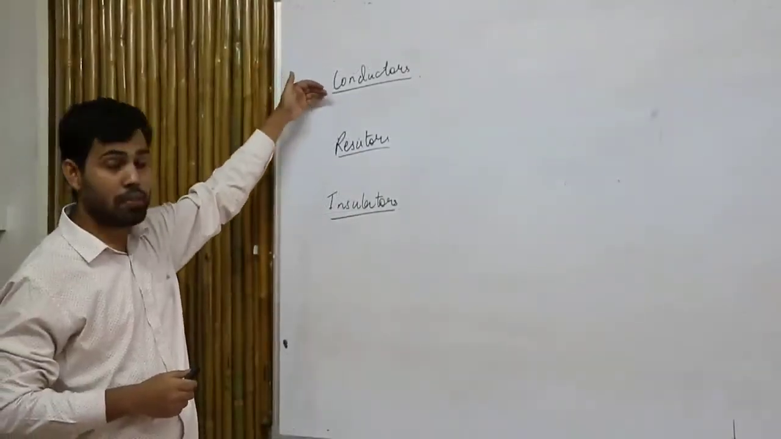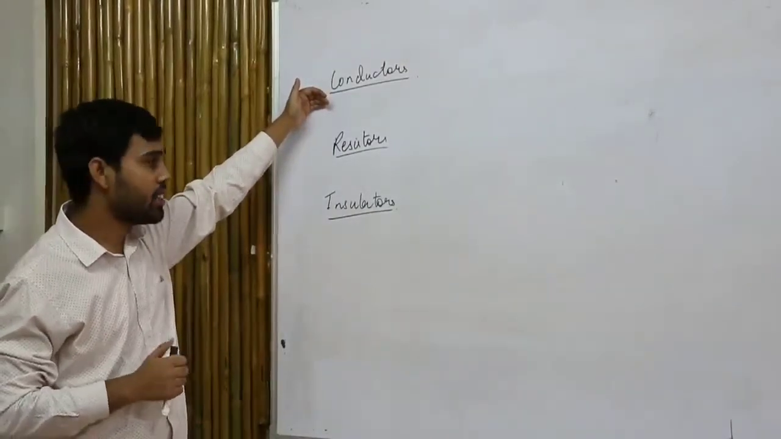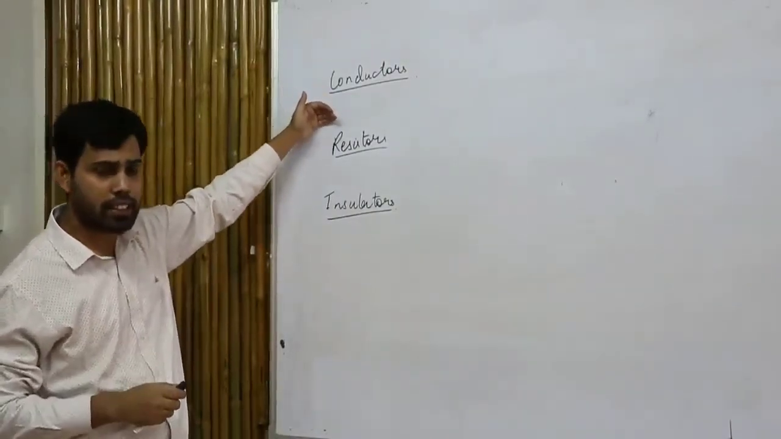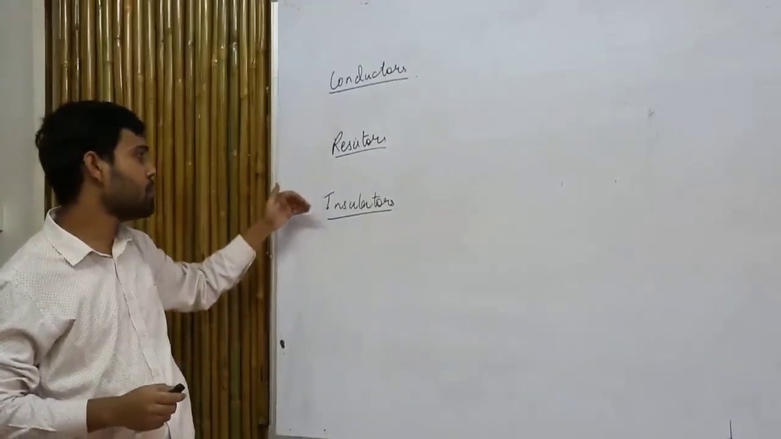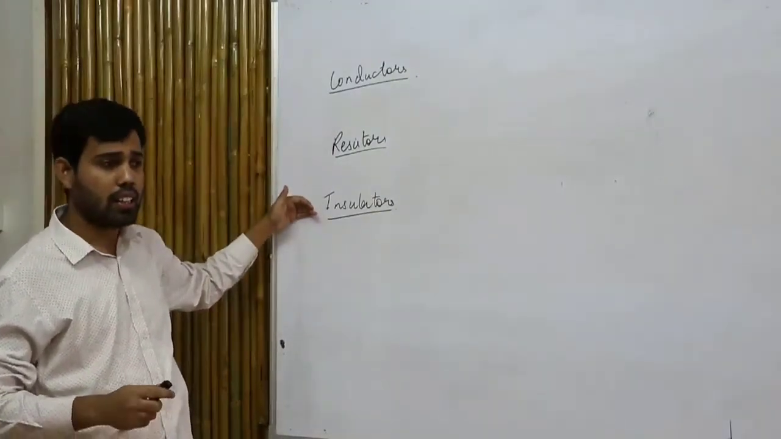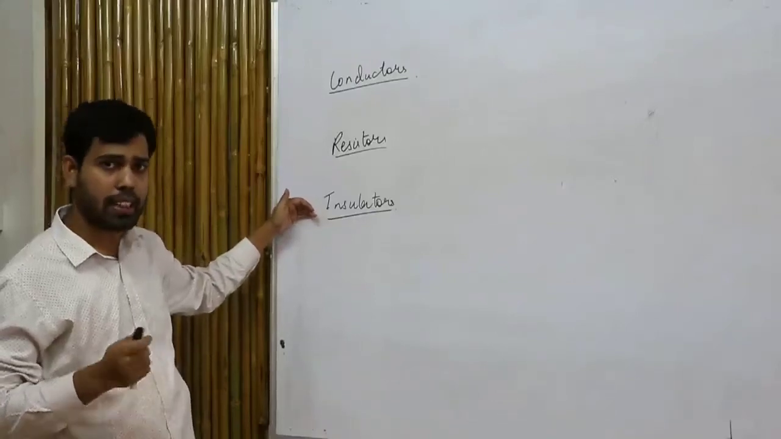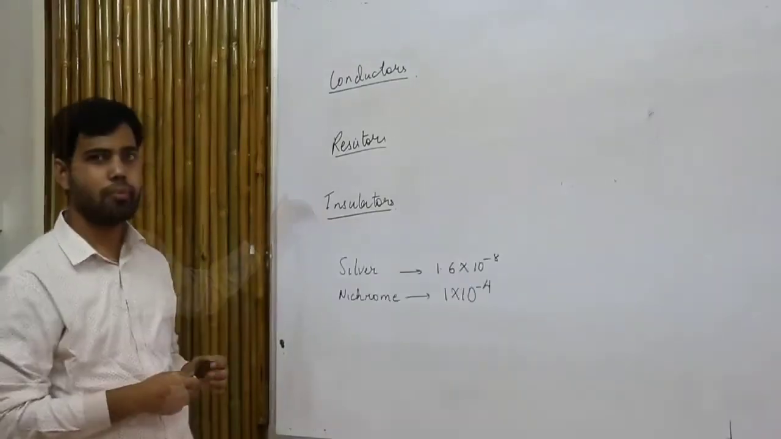Okay, most of the metals are considered to be conductors. Why? Because they have free electrons in them. But there are exceptions like tungsten and platinum, and most of the non-metals are considered to be insulators. But there are again exceptions like graphite.